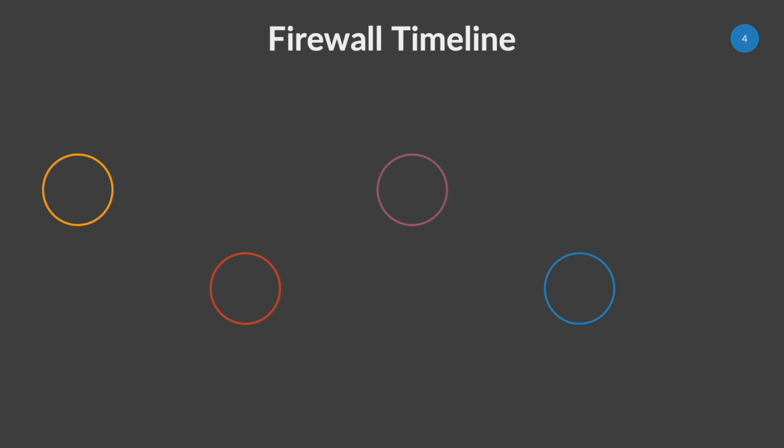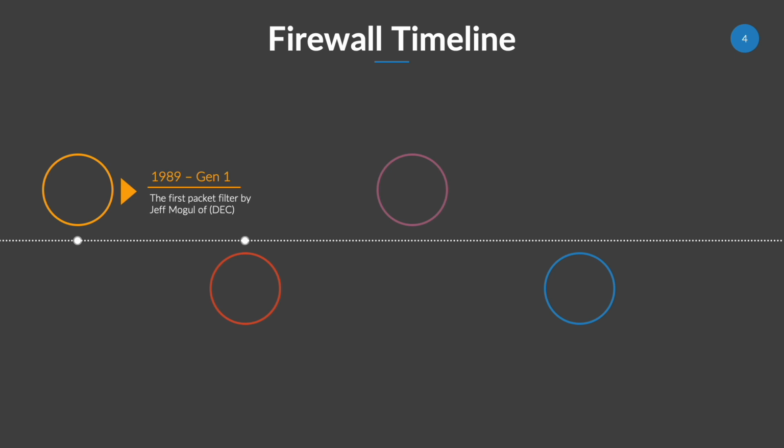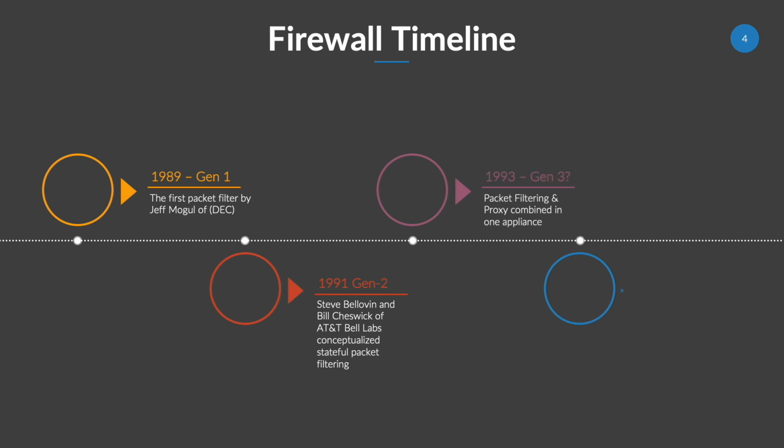All right, firewall timeline. Firewalls kind of started around 1989. That was Jeff Mogul of DEC, Digital Equipment Corporation. He came up with the first packet filter. At that time, there weren't any firewalls, and it was a mechanism just to protect network traffic from getting from one network to another.